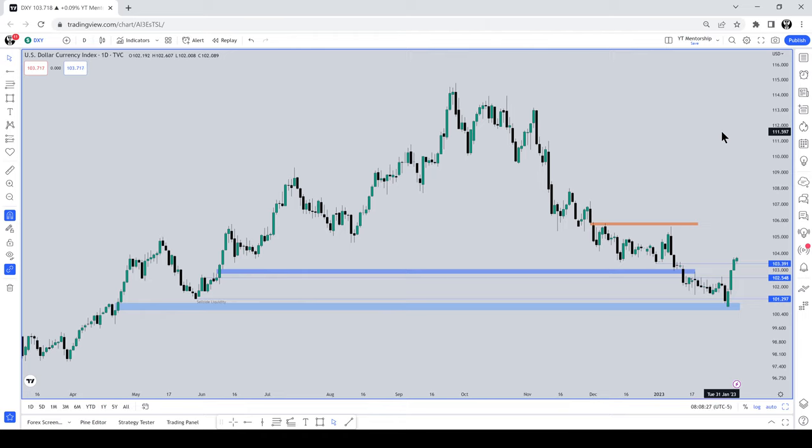Okay, so every bit of my analysis starts with this instrument here, because it helps me frame the logic of whether I should be a trader that's assuming risk. That means buying foreign currencies or buying stock. And if that's the case, then I'm assuming that it's risk on, and that would be a lower dollar. We were looking for a lower dollar at the beginning of the year.